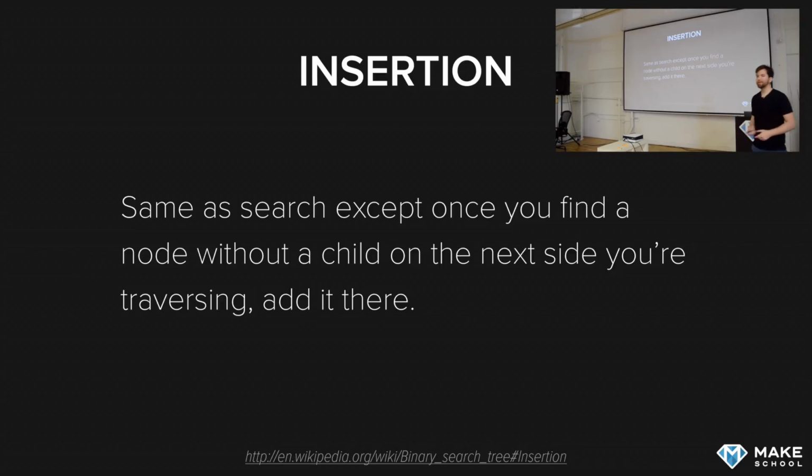So how do you insert something into the binary search tree? Well, you actually use this exact search function, and then once you find a node without a child on the next side you're going to traverse, you just add it there. So you just search and search and search for the one that you're actually trying to add. Then you'll reach a point where you don't find it because it's not in there yet. But at the point where the node doesn't have a child and you can no longer traverse, you can just add it there. Does that make sense?